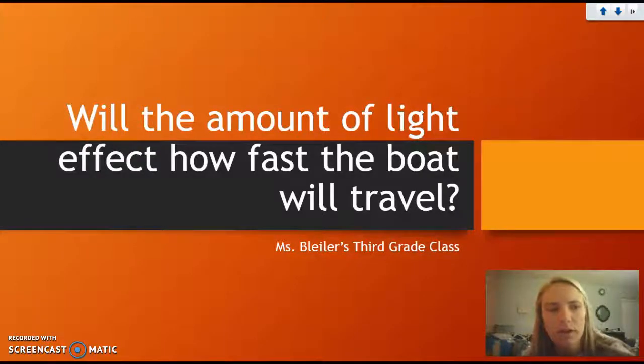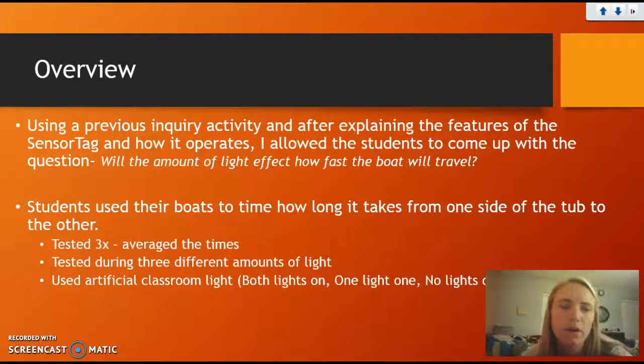This is my inquiry. We investigated the question, will the amount of light affect how fast the boat will travel? Giving a quick overview, we used a previous inquiry activity where we built boats and tested the speed of them against each other, more like a race. We used that, and I explained the features of the sensor tag and how it operates.